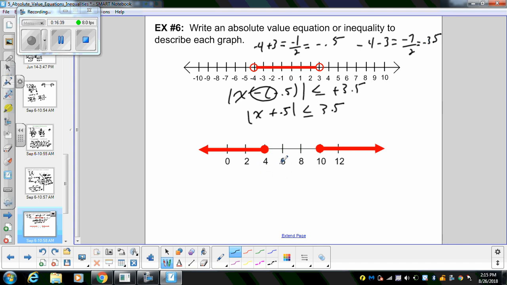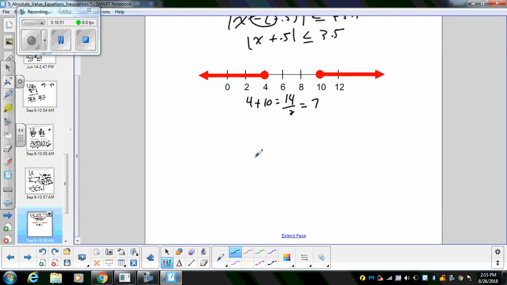Alright, so let's see if we can do this one. Again, we're just going to look here and here. So that's going to be 4 plus 10, which is 14, divided by 2, which is 7. So I know it's going to be the absolute value of x minus 7. But because it's going in opposite directions, instead of a less than sign, we know it's going to be the greater than or equal sign. And then I can do 10 minus 4, which is 6, divided by 2, which is 3. So 3 will go there.